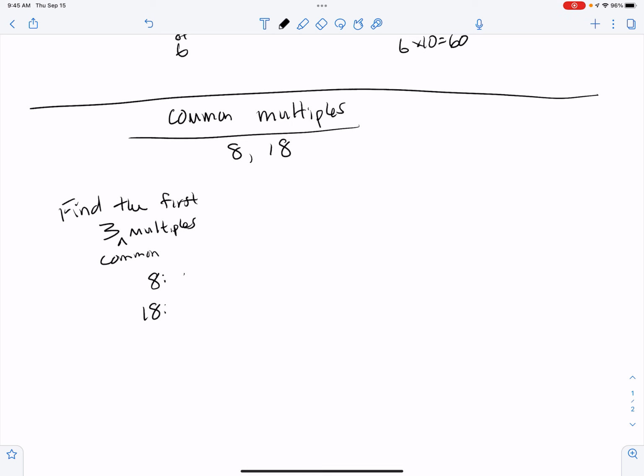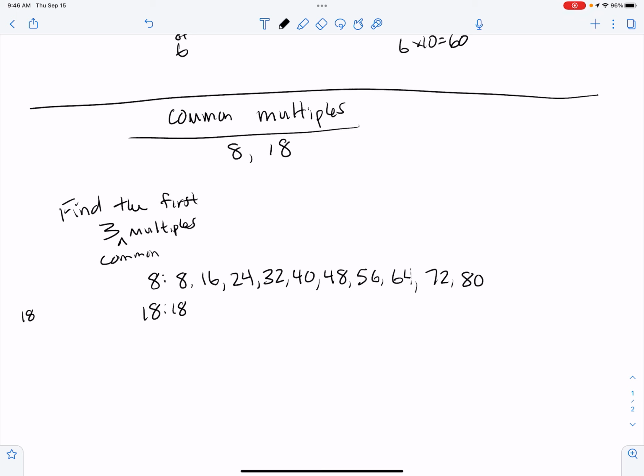When I count by 8s, I know it's 8, 16, 24, 8 times 4 is 32, 8 times 5 is 40, 8 times 6 is 48, 8 times 7 is 56, 8 times 8 is 64, 8 times 9 is 72, and then 8 times 10 is 80. We'll just stop here, and we can always add on to that list later. Now 18 is not quite as straightforward, but I always have the side here so I can keep track of these.